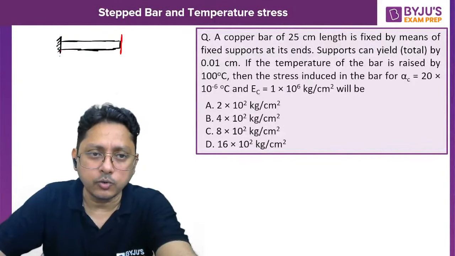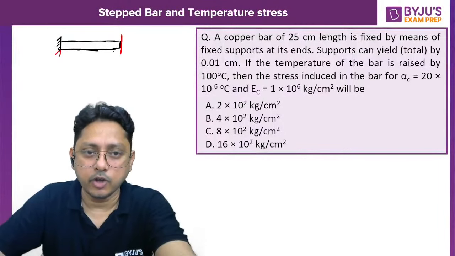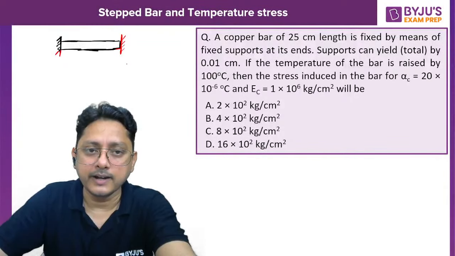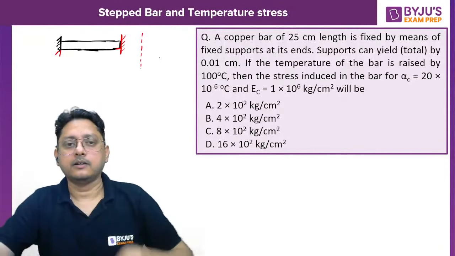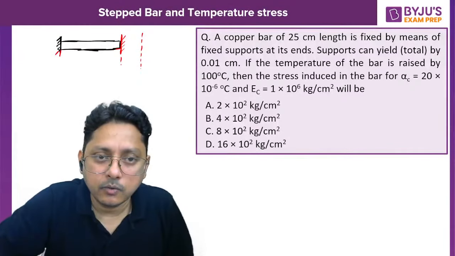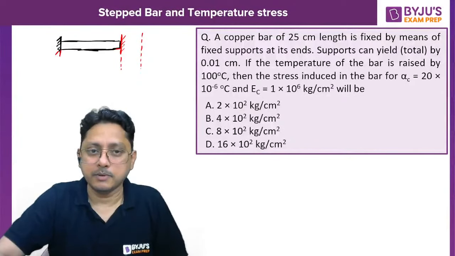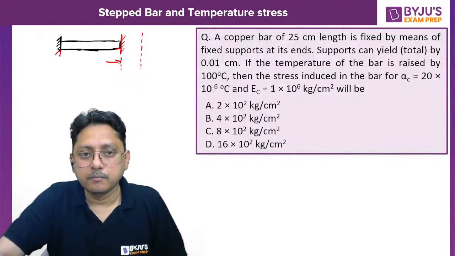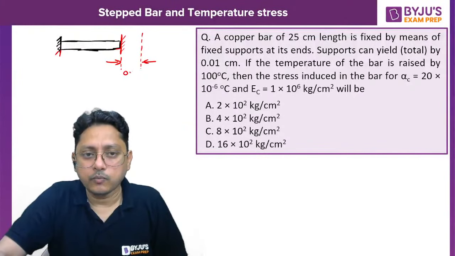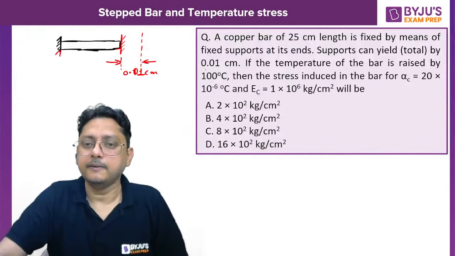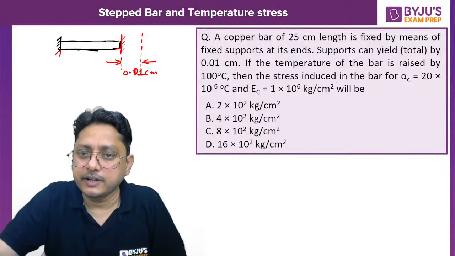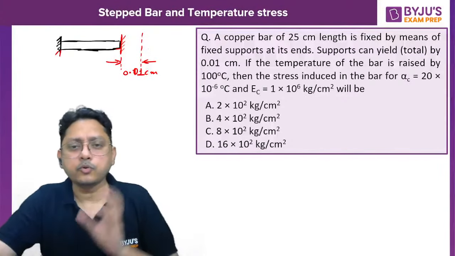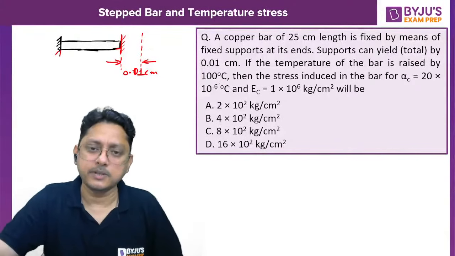It means when you are going to raise the temperature here, this support, the red support, will come to this position maybe. The maximum yielding, what is the value of yield? That is 0.01 centimeter. The support can move by 0.01 centimeter. Right? If the temperature of the bar is raised by 100 degrees centigrade, then the stress induced in the bar, he is asking.